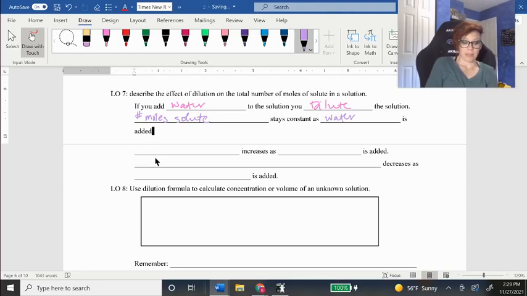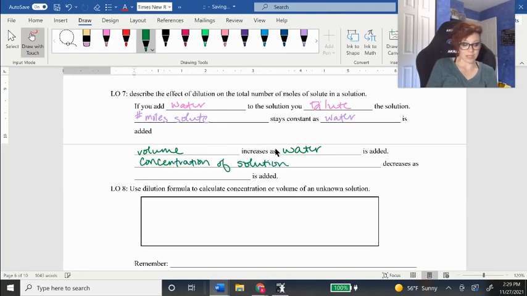Now, but how does this affect other things? Your volume of water. So the volume of the solution increases as we add water. So the concentration of the solution decreases. So this is molarity, molality, percent by mass, whatever your concentration is in. Your concentration of the solution decreases as water is added. Because again, concentration is usually your moles or your mass divided by your volume or your mass of the solution.